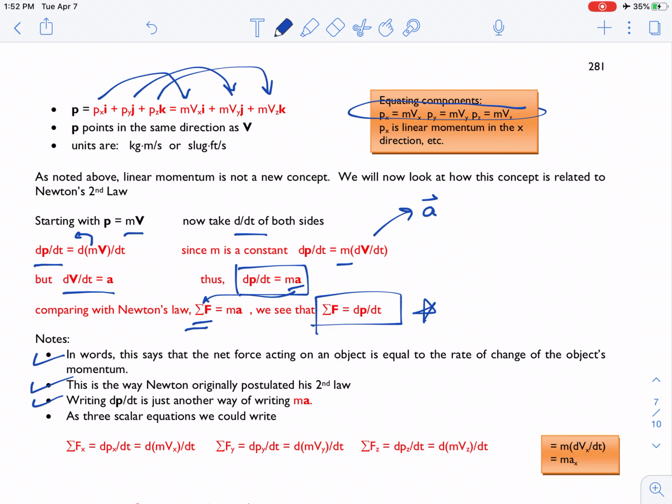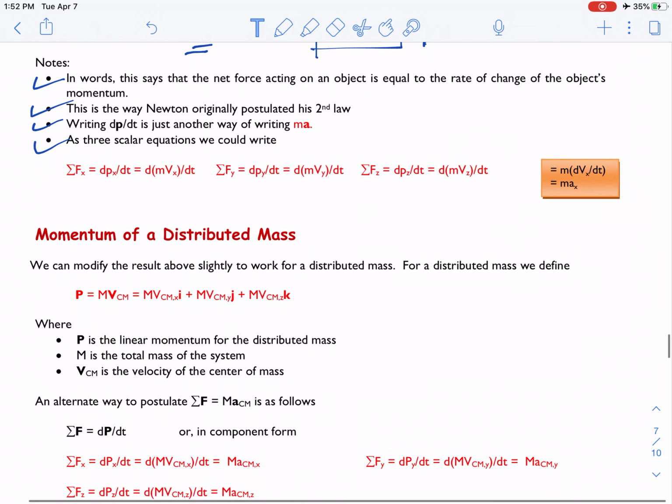As three scalar equations, we could write for x: sum of Fx equals dpx over dt, and that's equal to, px becomes mvx, so you can substitute that. And you can do that for the other two equations as well. And again, if you check the equation sheet, you'll find those equations. Okay, so let's go down.